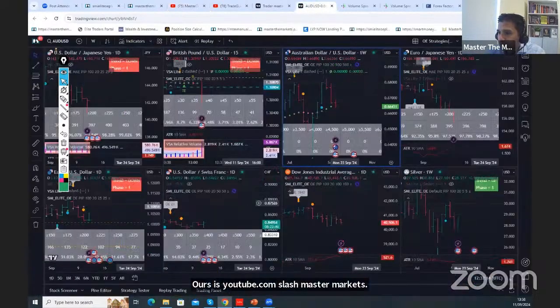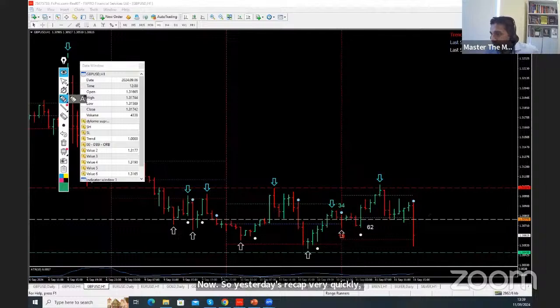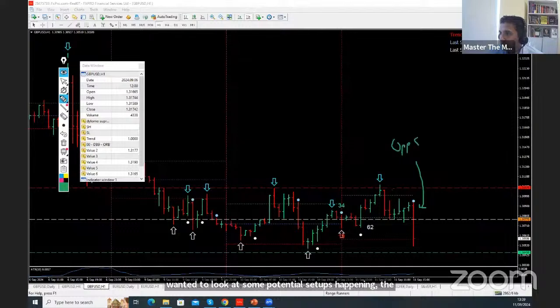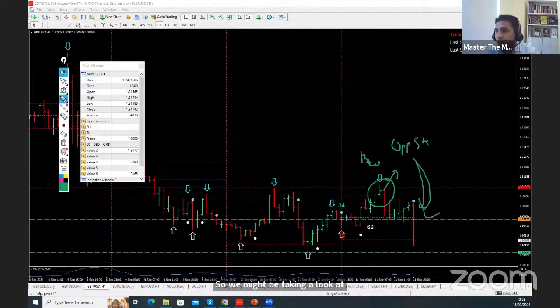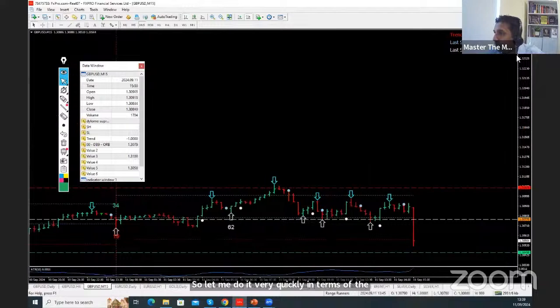Let's go swiftly into the markets right now. So, yesterday's recap very quickly, because we want to look at some potential setups happening. The same thing is happening again, which is what we call the opposite stretch. After it has failed to take out the upper stretch and form the BRO to the upside here, what's happening? So we might be taking a look at taking this position today. Let me do it very quickly in terms of the recap to capture this trade as it's happening, and then we will check it on the VSA Lite as well.